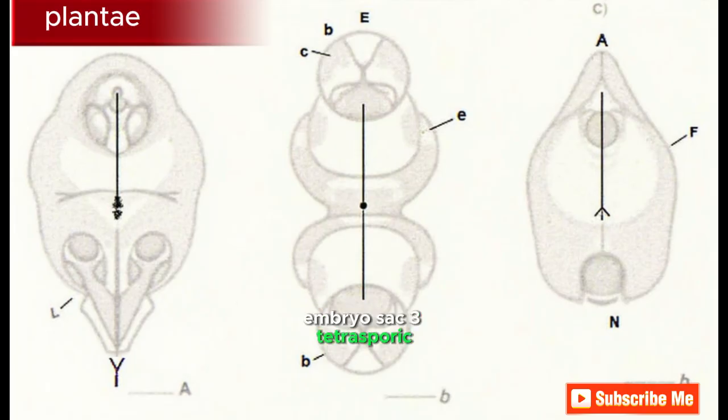3. Tetrasporic, where 4 spores are formed but remain unseparated by walls. The protoplasts of all enter into the formation of the embryo sac.